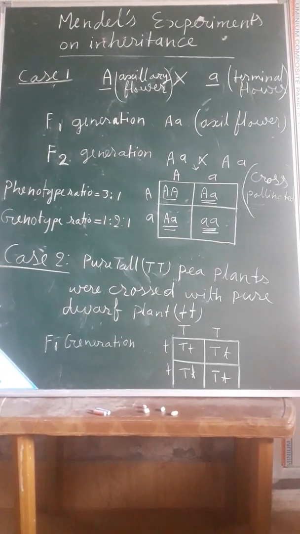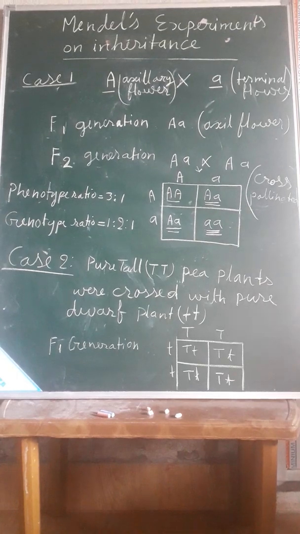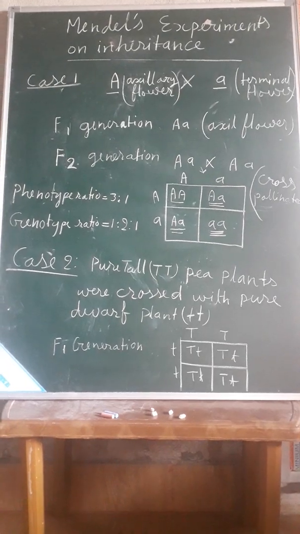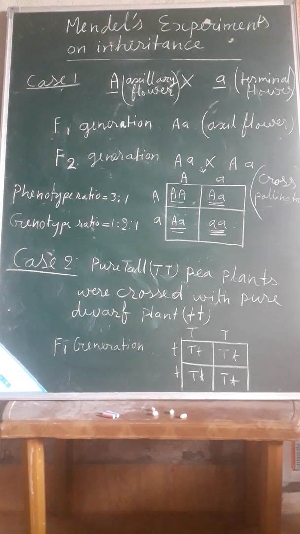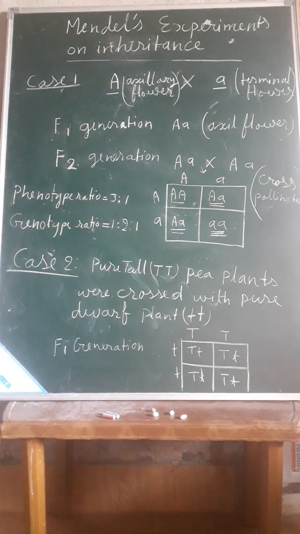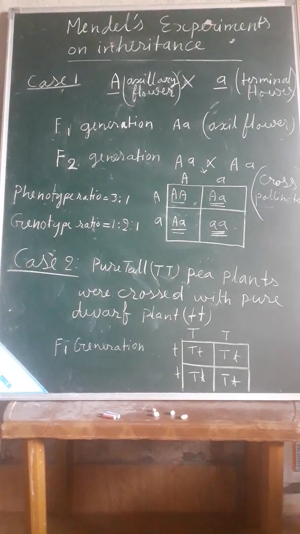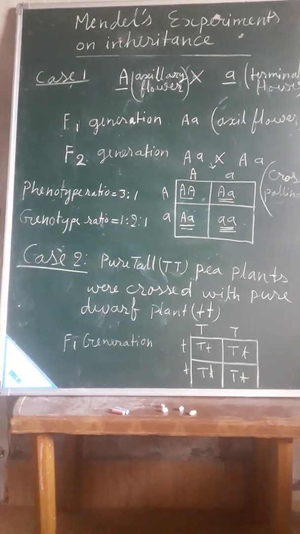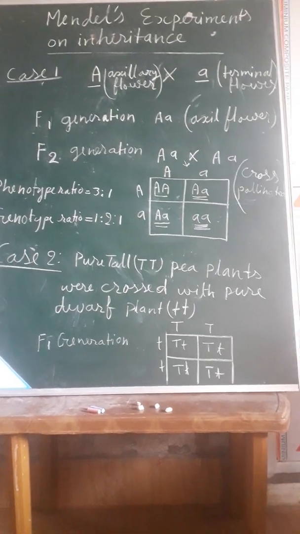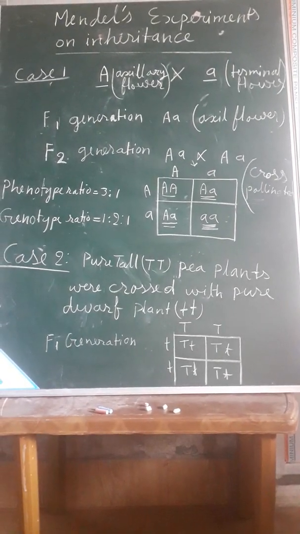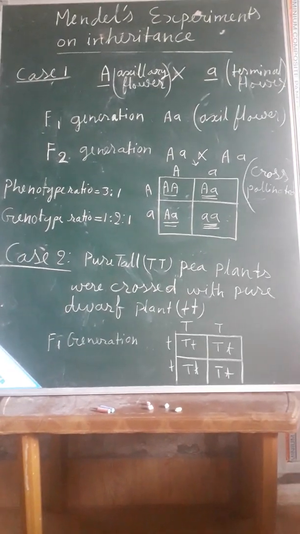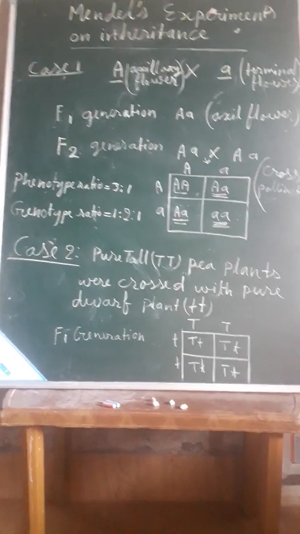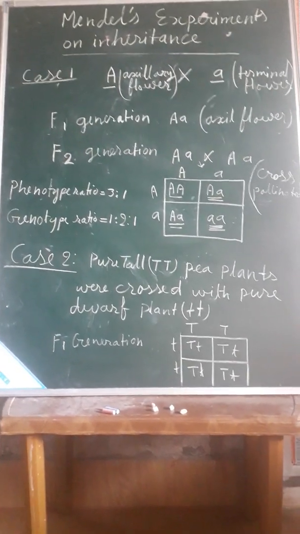cross-pollinated artificially. Mendel cross-pollinated between two contrasting characters, and he got the same result in different examples. A few characters are given here: flower color purple and white, seed color yellow and green, seed shape round and wrinkled. On all these contrasting characters, he did different practical work and he got the same result.